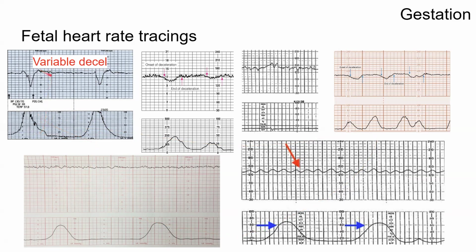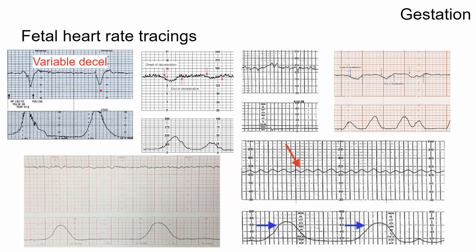If we take a closer look at the baseline, without all of this decel action going on, if you look at this baseline, it's right around 140, which is in the 110 to 160 range. So a good baseline because it's in the 110 to 160 range, and then you just have these variable decels.